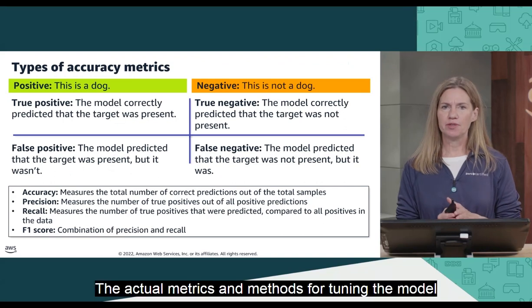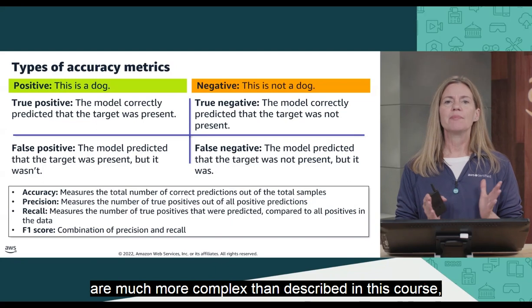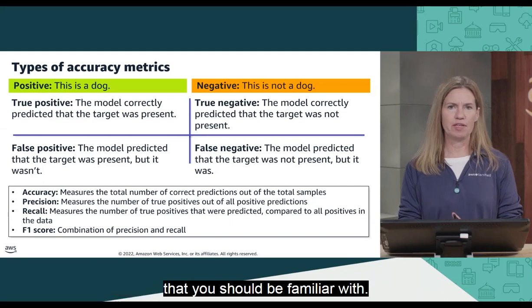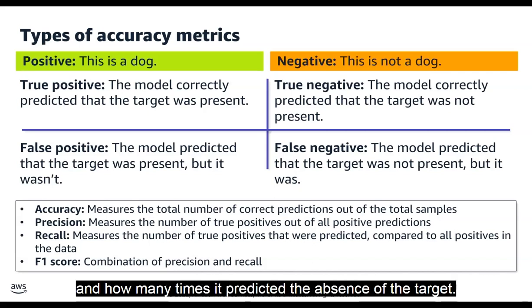The actual metrics and methods for tuning the model are much more complex than described in this course, but here are a few general metrics that you should be familiar with. Accuracy is the base metric that's used to evaluate a model, and it's the measure of the number of correct predictions when compared to all predictions made. Other measures incorporate data about how many times the model positively predicted the presence of a target and how many times it predicted the absence of the target.